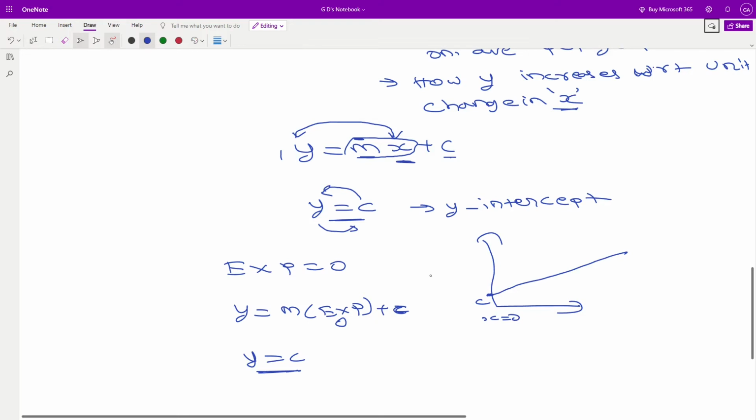So both M and C are conveying some information, right? M is talking about how Y is changing with respect to X, the relationship between X and Y. And C is talking about the initial value or the intercept value, that is the starting point of your line, where your line starts from, that is when your experience is 0.